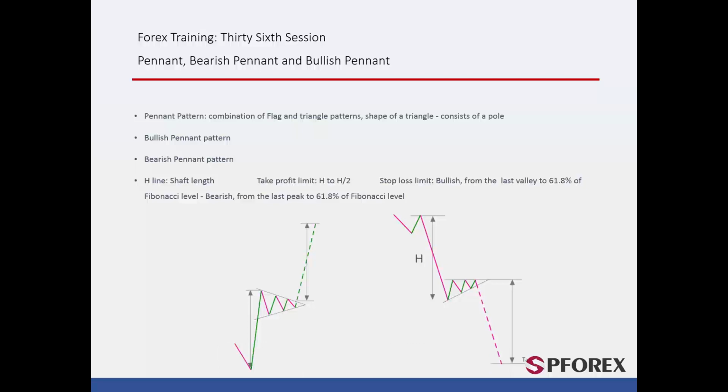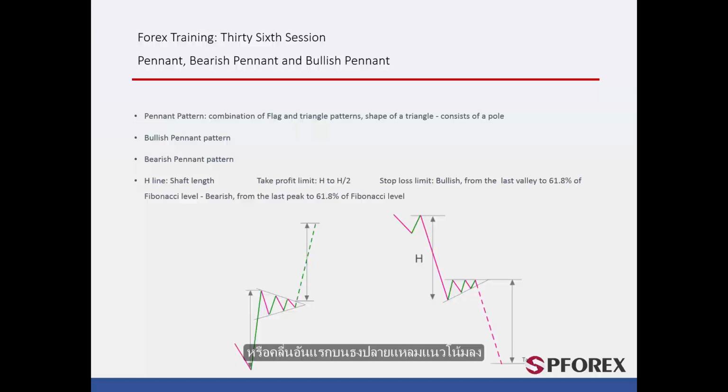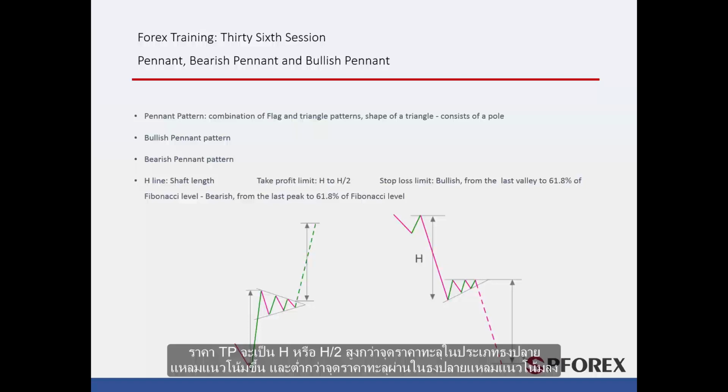H-line. Height is the vertical distance between the starting point of a pennant pole to the peak of the first wave on a bullish pennant, or the valley of the first wave on a bearish pennant. TP price would be H or H2 higher than the breakout in a bullish type and lower than the breakout point in a bearish model.